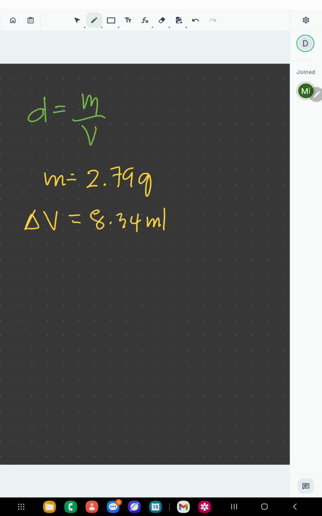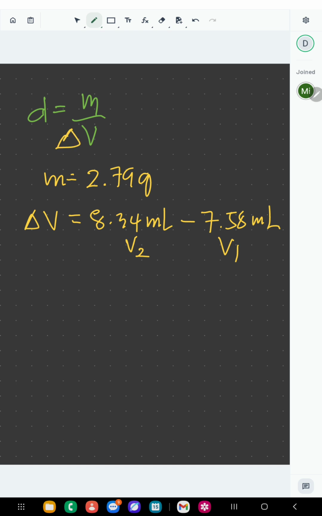Okay. We know that density is equal to mass over volume. Okay. What if you're given a volume? Let's say the mass is equal to 2.79 grams, and then your volume difference, change in volume, should be 8.34 milliliters minus 7.58 milliliters. Okay, this is volume 2, volume 1. So what is the density?